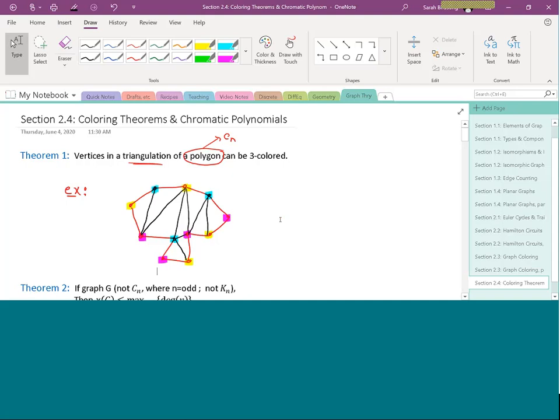We're not really going to use this much. The only way that I would see this actually being used in our class is if you need to do a coloring and you notice that all of your bounded faces are degree 3.